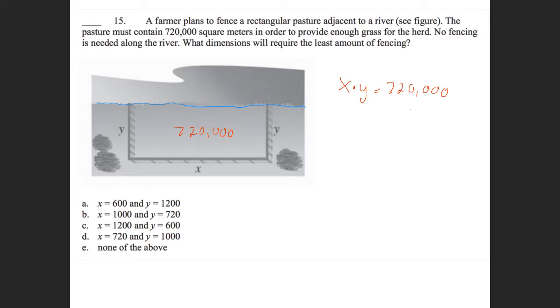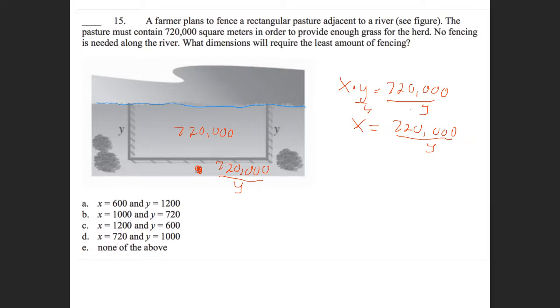Now, I always want to make sure that I'm dealing with one variable. I don't know if I want to deal with x or y. It makes no difference to me. Let's deal with x, so I'm going to divide through by y. So x is equal to 720,000 over y. Wherever I see x, I'm going to put 720,000 over y. So now I have everything in y.